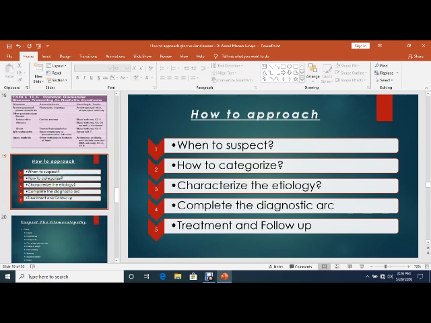Now, how to approach these patients: when to suspect glomerular disease, how to categorize the glomerular disease, and the etiology of this categorization, either primary or secondary. That etiology was already discussed. Complete the diagnostic arc by means of the history, physical examination and investigation, treatment and follow-up.